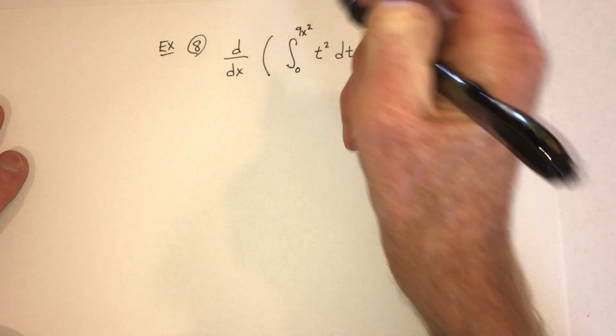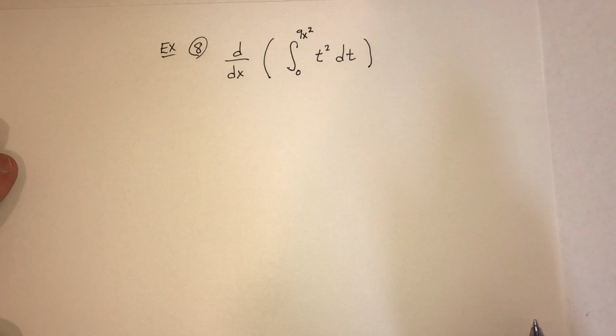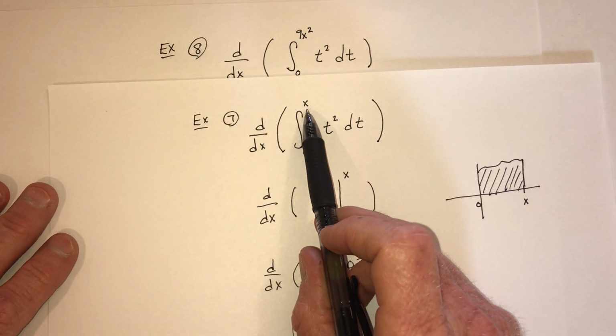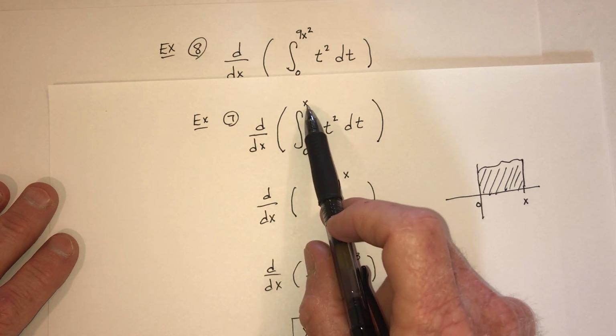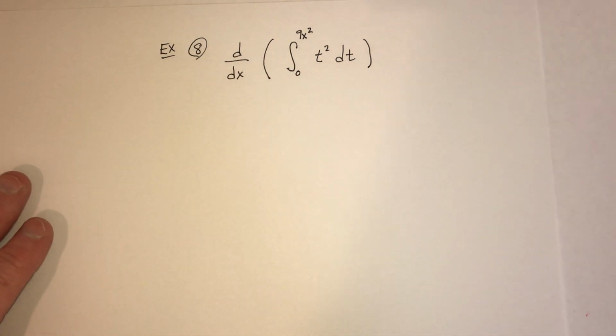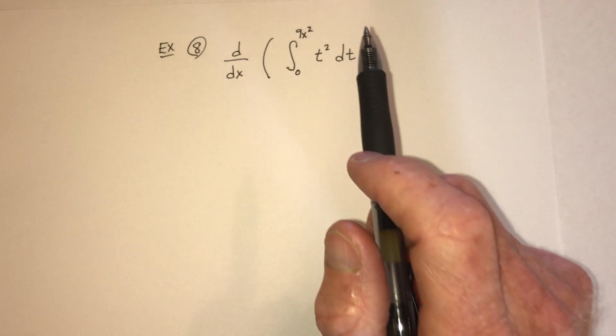What if up here you put something besides x? You put 9x squared. So how is that going to change the answer? So the only difference between the two is this one just went to x, and this was t squared, so basically it just becomes x squared. So what happens if you have something more interesting up there instead of just an x?